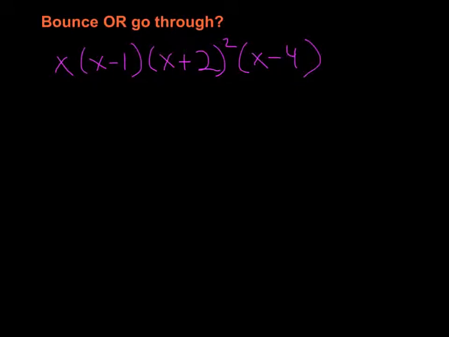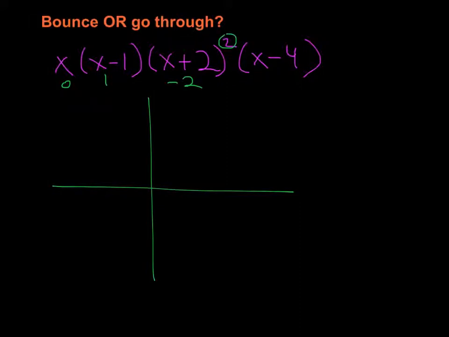So let's evaluate what we know about graphs now. The first thing I want to do is look at what my zeros are. You guys should know what all your zeros are. If I put this on a graph, you're going to have a 0 at 0, positive 1, negative 2, and actually you're going to have 2 at negative 2, and positive 4. So let's look at that on a graph.